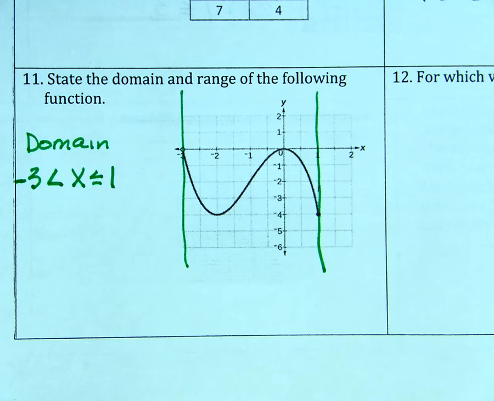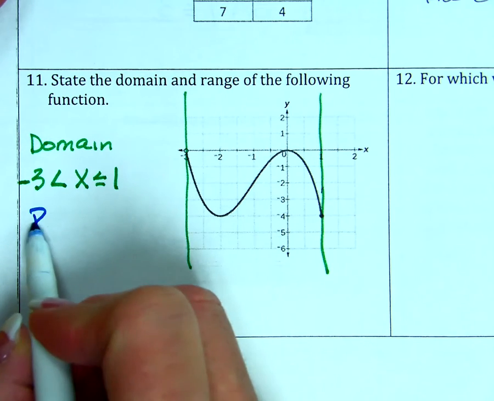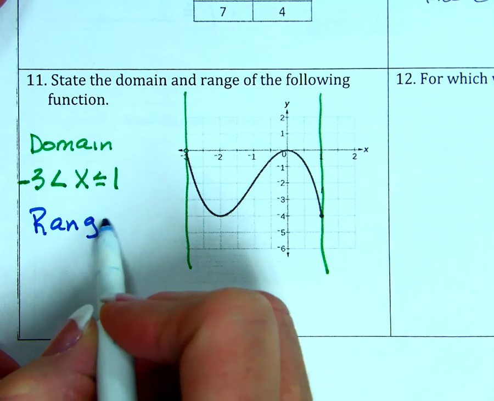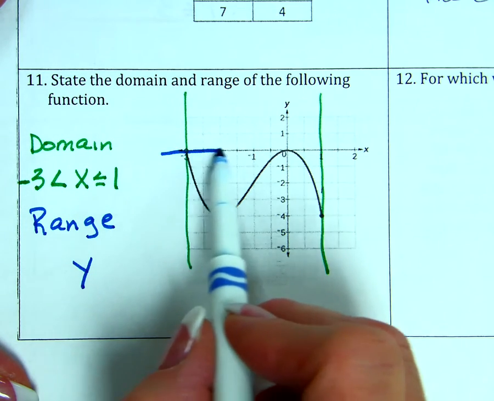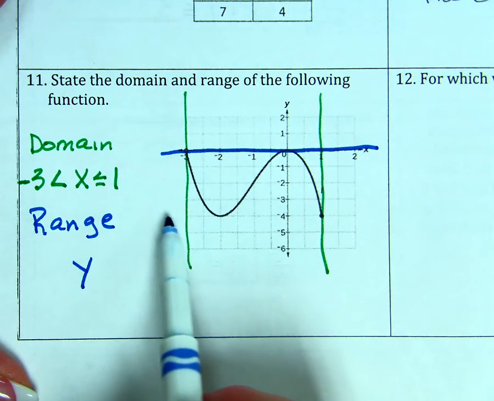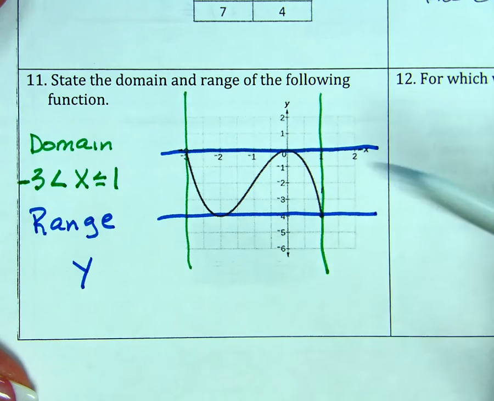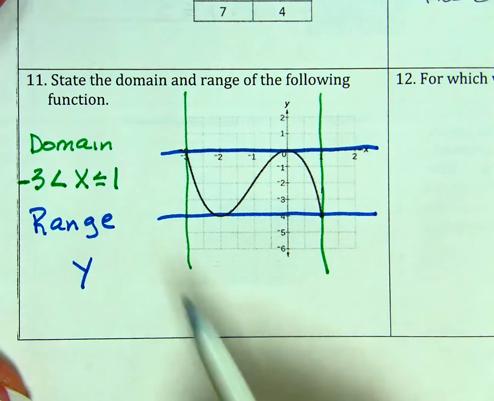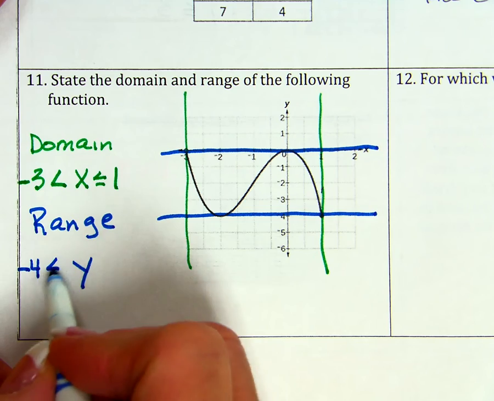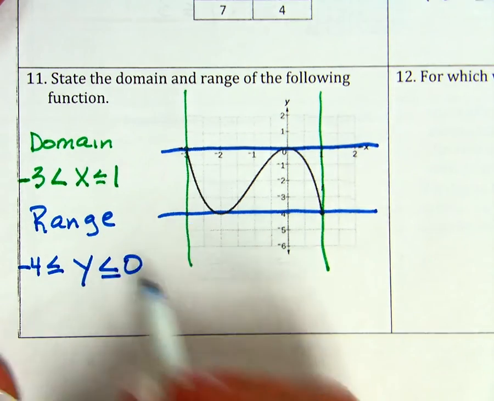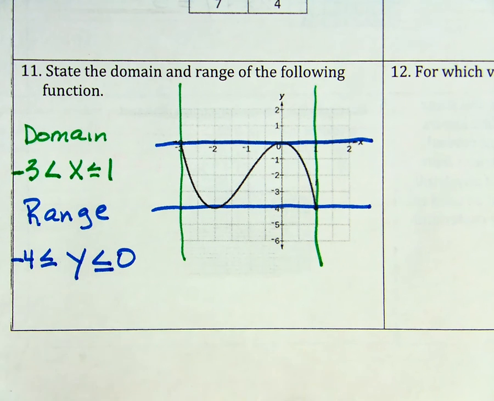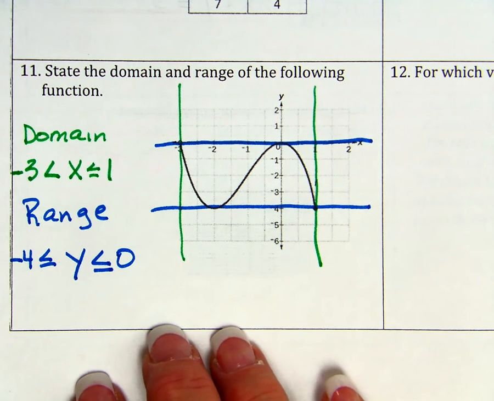For the range, remember this is our y value. This is how high can we go, how low can we go. Y goes in the middle. Here's our ceiling or our maximum amount, and here's our minimum amount. It goes as low as -4, and that is included. It goes as high as 0, and that also is included. So there's the domain and range for this particular graph.